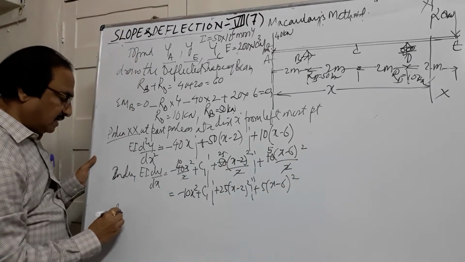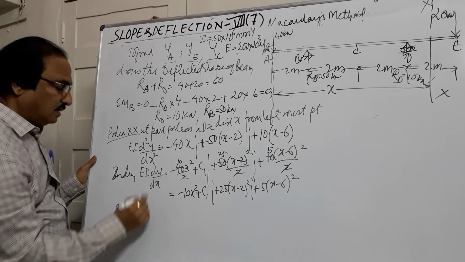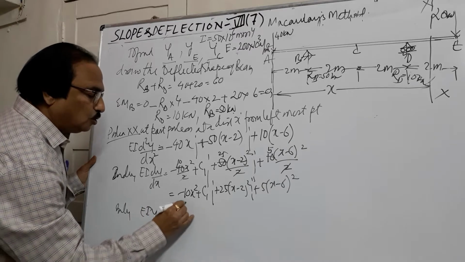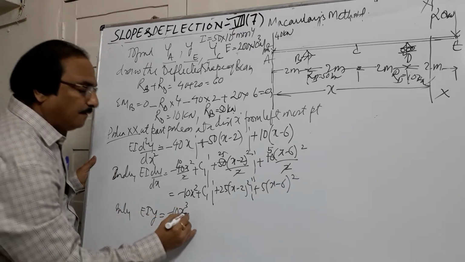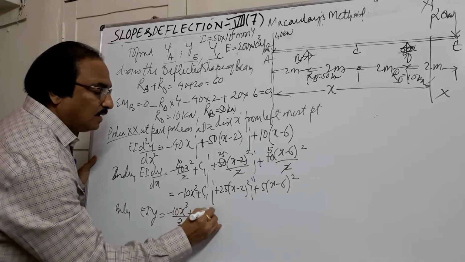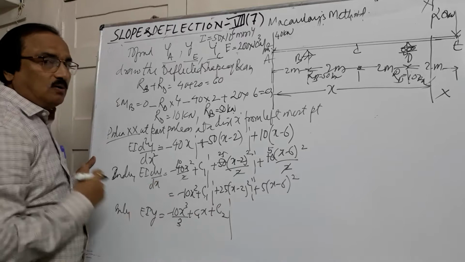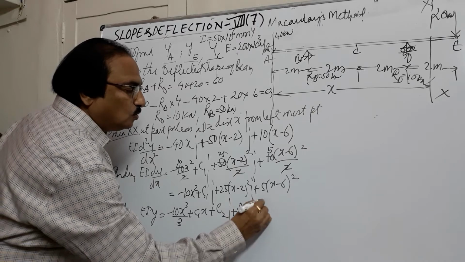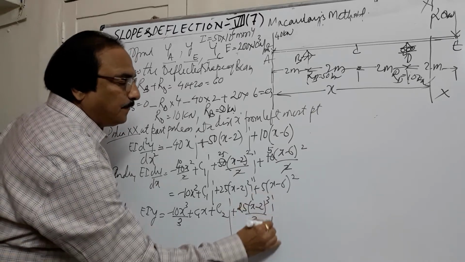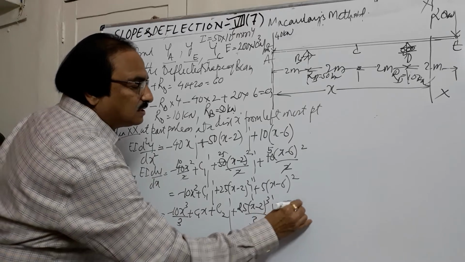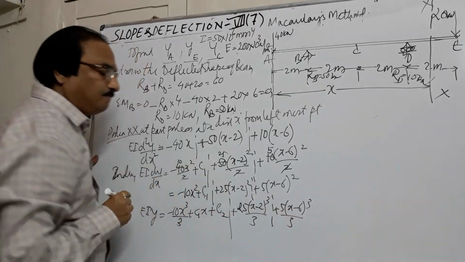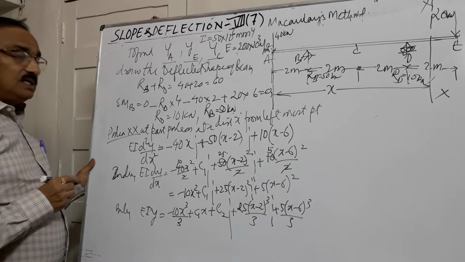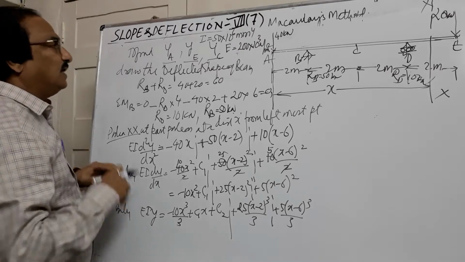So further integrating, EI into y will be equal to minus 10 x cubed by 3 plus C1x plus C2 in the first portion only, all the constants of integration, plus 25 into x minus 2 raised to 3 divided by 3 plus 5 into x minus 6 raised to 3 divided by 3. So you have got the slope equation, you have got the deflection equation in terms of C1 and C2. Let us find out C1 and C2.